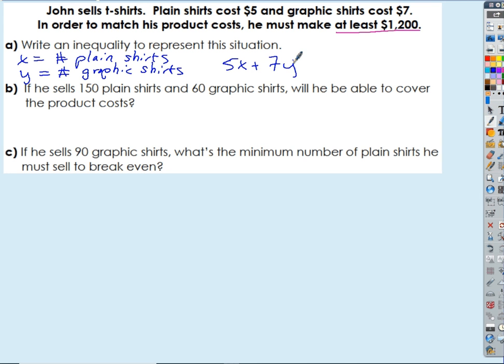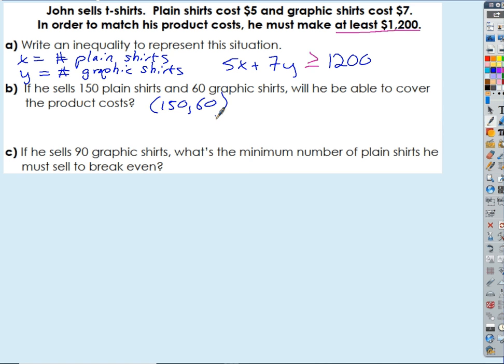Now, how are we going to compare that to the 1,200? The amount of money we're making has to be greater than or equal to, there you go. It has to be at least 1,200, so it has to be greater than or equal to 1,200. Okay, make sense? So how could we tell if this is going to work? If he sells 150 plain shirts and 60 graphic shirts, will he be able to cover the product cost? Plug it in. All we're doing here is evaluating this inequality at the ordered pair 150, 60, aren't we? We can see if it works.